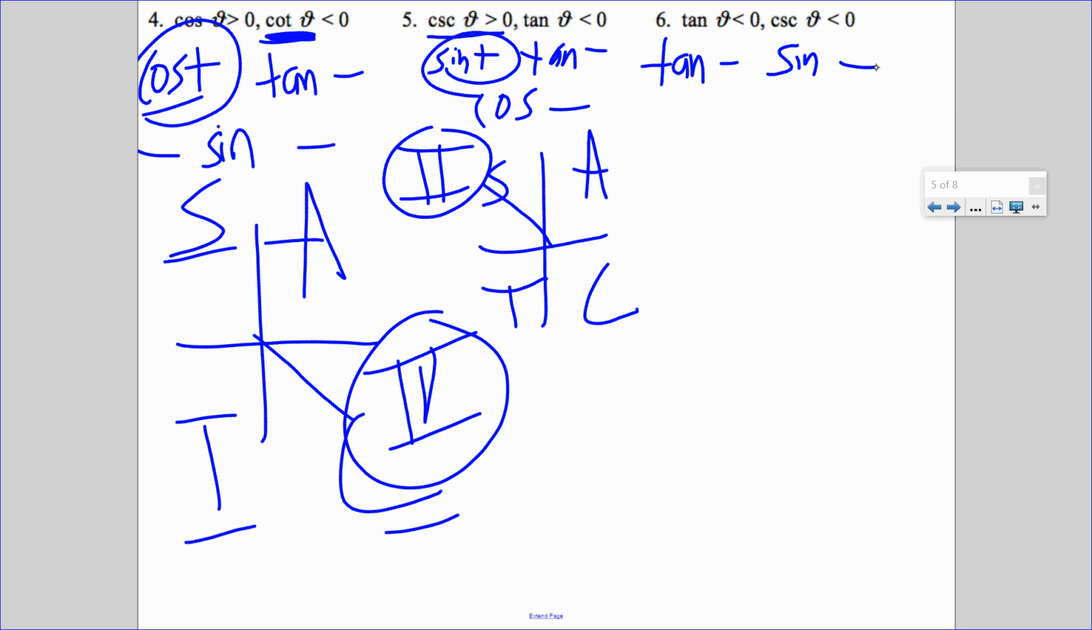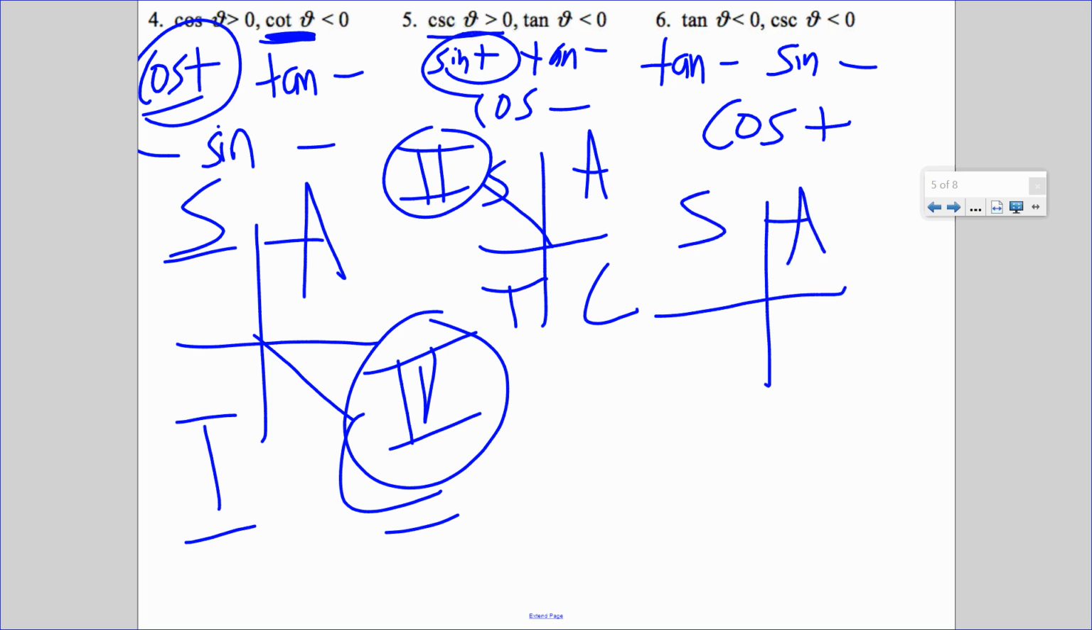Okay, if tan is negative and sine is negative, then cosine has to be positive because at least one of them has to be positive. So I go to my All Students Take Calculus. Cosine is positive in quadrant 4. So my angle must be in quadrant 4.